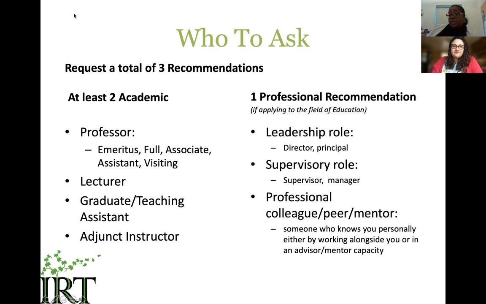ABD is all but dissertation. So they are working towards their PhD, they've done all their coursework, but they have not written that big paper that eventually they turn into their first book usually. So the main thing is that the ideal situation is that you want professors who are in those five categories of emeritus, full, associate, assistant, visitor. And then for these last three, the order of them may be interchangeable is what I'm saying.